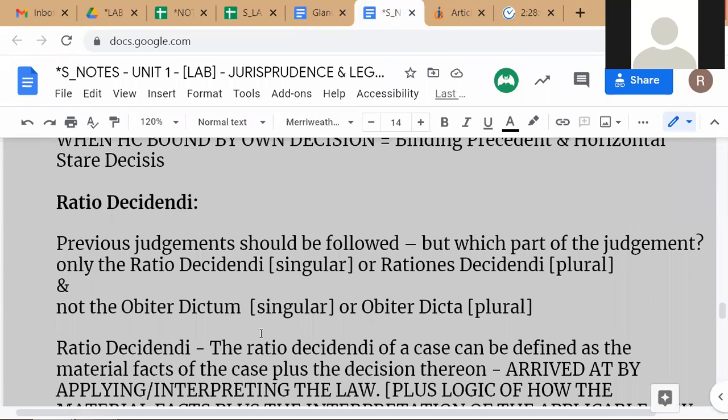This is a very important principle in law, understanding the ratio decidendi of a case. So we will have many occasions to return to this topic. Okay, what is ratio decidendi?